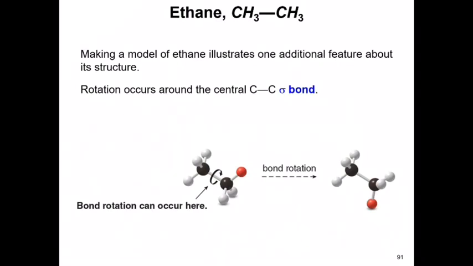And because of the nature of sigma bonds, a bond rotation can occur between 2 carbon atoms. In the later chapters, you'll learn that larger organic molecules containing sigma bonds can have multiple different structural orientations due to their ability to rotate around these sigma bonds.